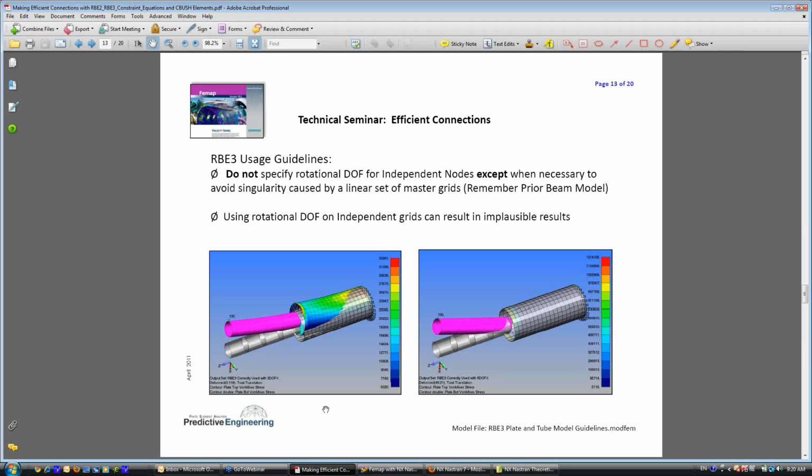RBE3 usage guidelines do not specify rotational DOF for independent nodes except when necessary to avoid singularity caused by a linear set of master grids. Remember I was saying down the axis, linear set. Using rotational DOF on independent grids can result in implausible results.